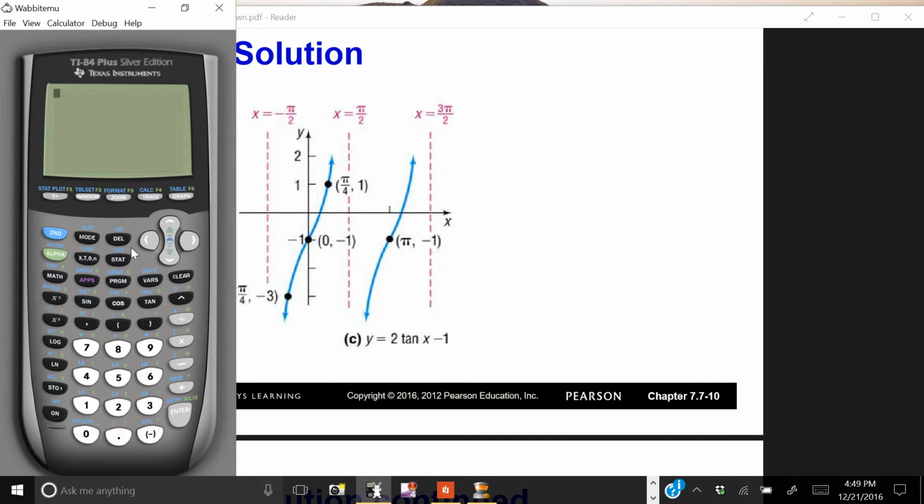And first of all, as we said, be sure that you're in the correct mode. We're going to be doing this in radians, so we do have it set in radians. The function we want to do is 2 tangent of x minus 1. So let's clear this out. We get 2. Notice we have a tangent function of x, and we're subtracting 1 from the function. So the period is still going to be pi. So let's take the window and go from minus pi to plus pi.